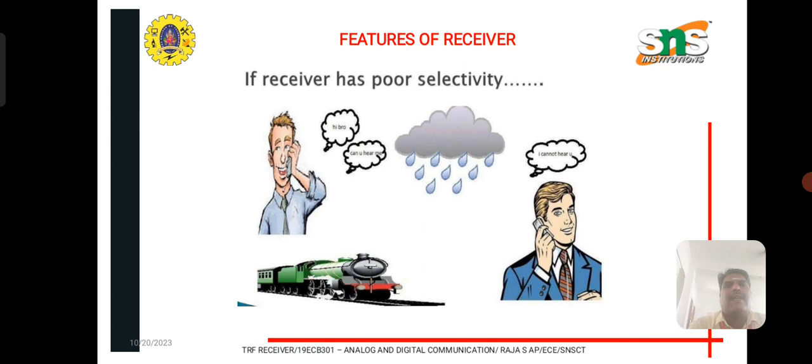Next, we first see why we go for the FM receiver instead of the AM receiver. The AM receiver has poor selectivity. If you see this figure, the first person says, "Hi bro," but due to the rainy situation or some noisy environment between the transmitter and the receiver, the receiver hears, "I cannot hear." So the signal has a noisy condition, and the sender and receiver may not have a proper way to receive the signal.